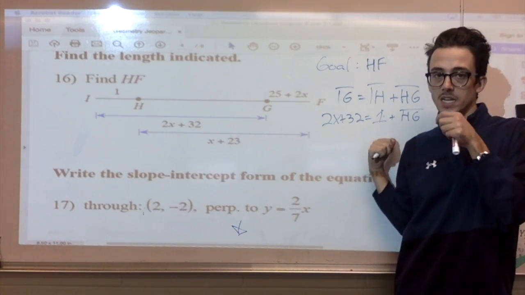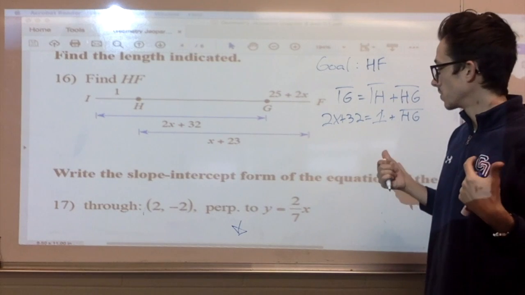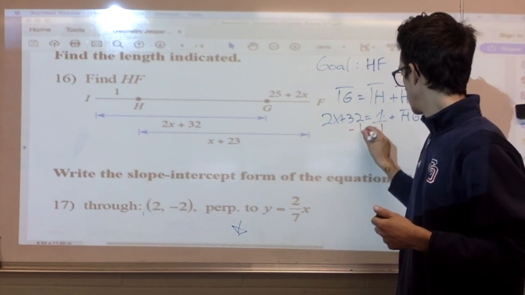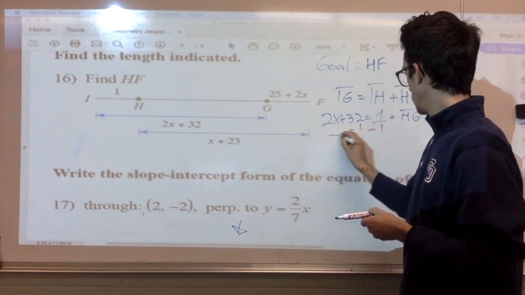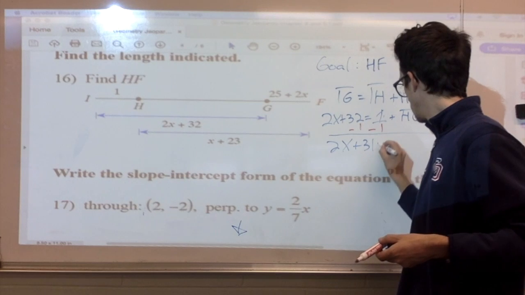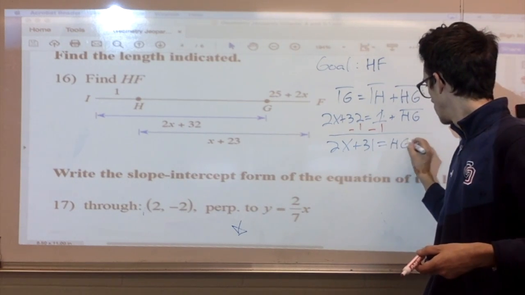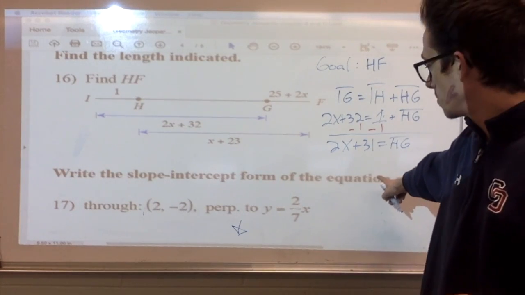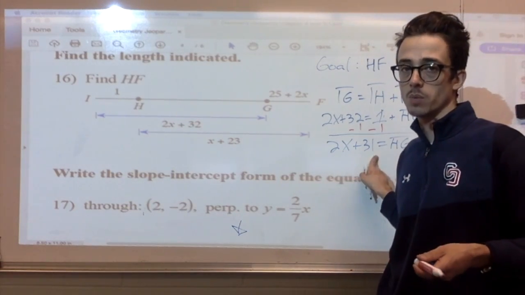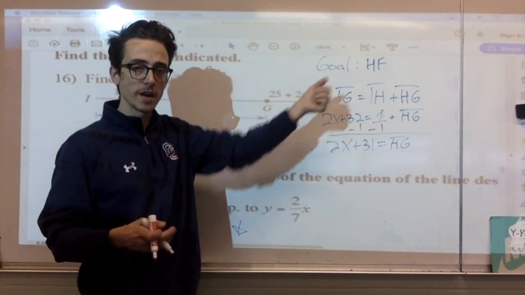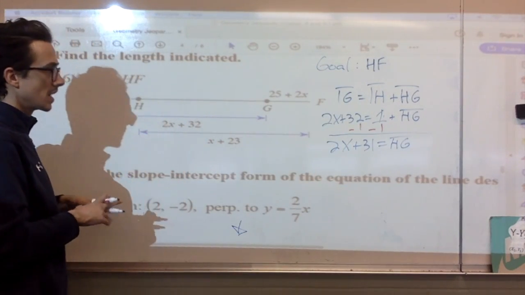And this will allow us to isolate what HG is going to be equal to. So if we subtract 1 from both sides, I know that HG is going to be equal to the measurement of 2x plus 31, which doesn't seem like it really helps our goal, because recall we're going for HF, but that's okay, because we'll soon see that's important to know.